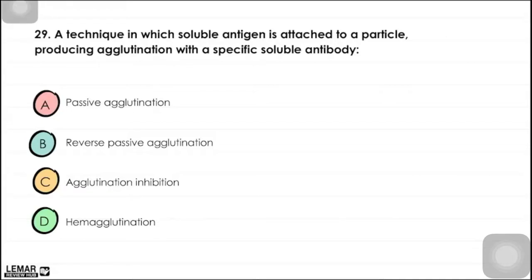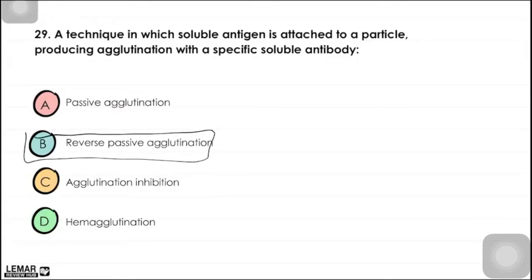Number 29. A technique in which soluble antigen is attached to a particle producing agglutination with a specific soluble antibody. A, passive agglutination. B, reverse passive agglutination. C, agglutination inhibition. Or letter D, hemagglutination. For number 29, the answer is reverse passive agglutination.